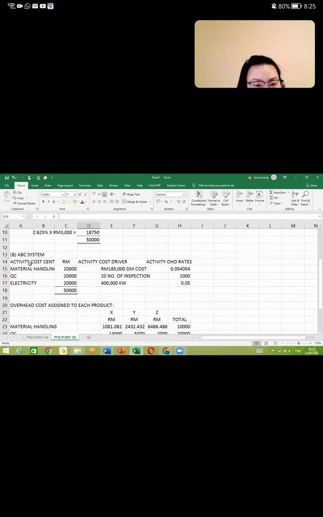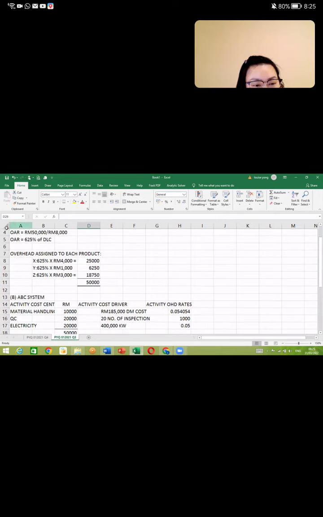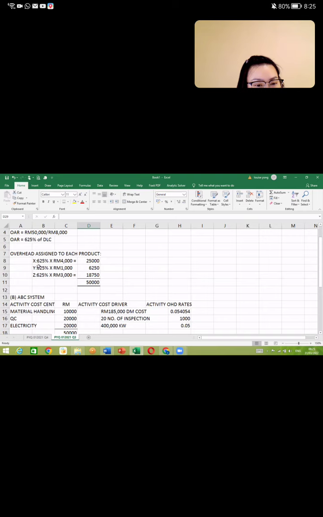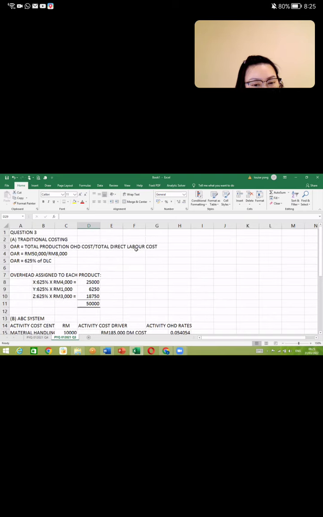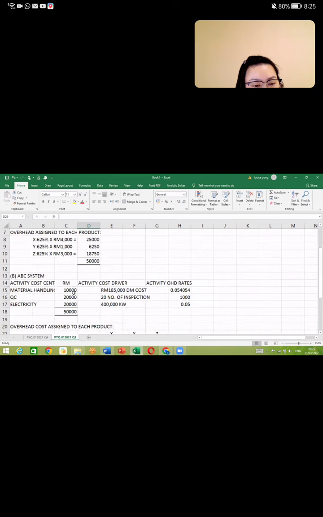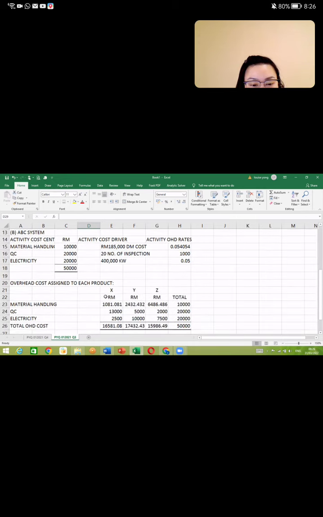Differentiate the traditional way and activity-based costing. For traditional, you are using direct labor cost. But for ABC, if it is a volume-based cost, then you use a volume-based cost driver. If it is QC or electricity, which is non-volume-based, then you use a non-volume-based cost driver.